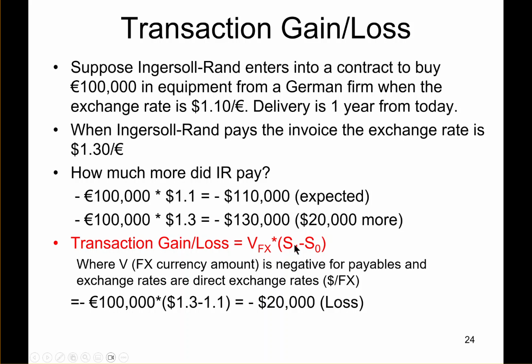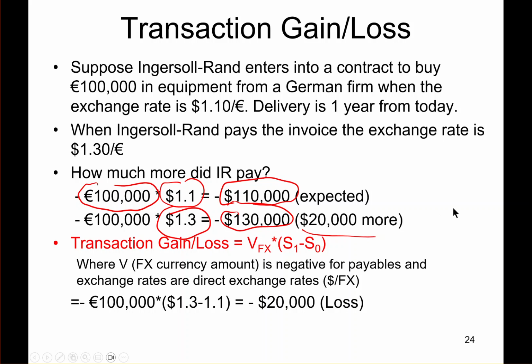So you can say at the time they enter into the contract, they are expecting to pay 100,000 euros at $1.10. They're expecting to pay $110,000. However, when the contract came due and they actually bought the euros to satisfy the contract, the exchange rate was $1.30, so it cost them $130,000, which is $20,000 more than they expected. We talk about that $20,000 as a transaction loss.